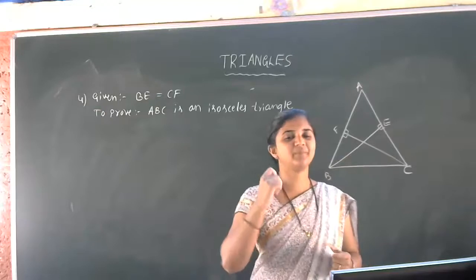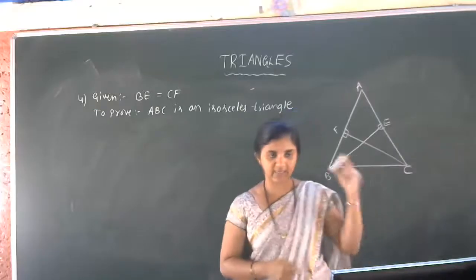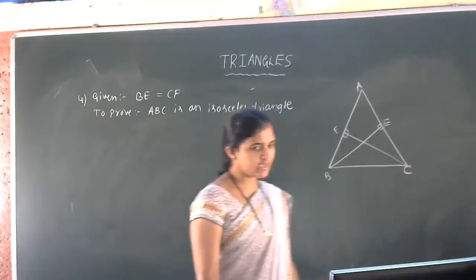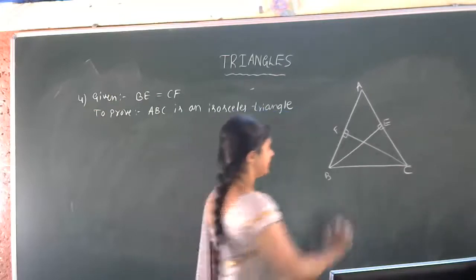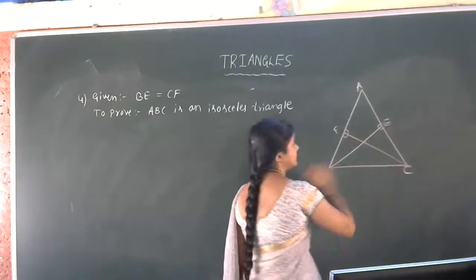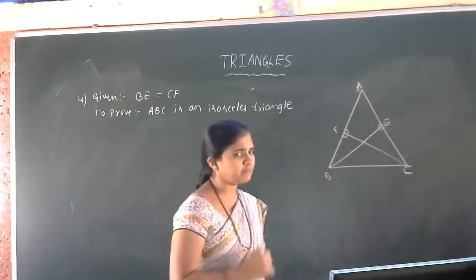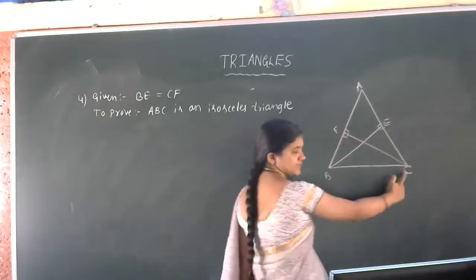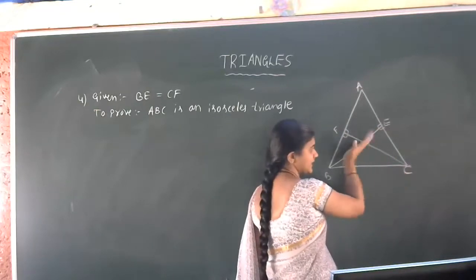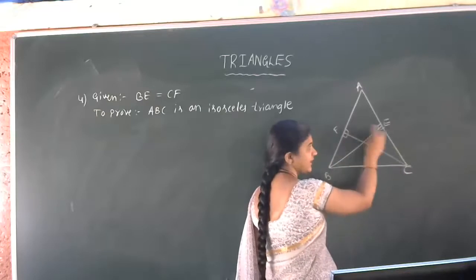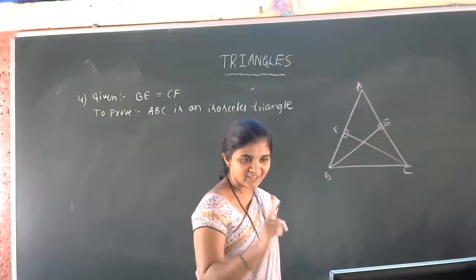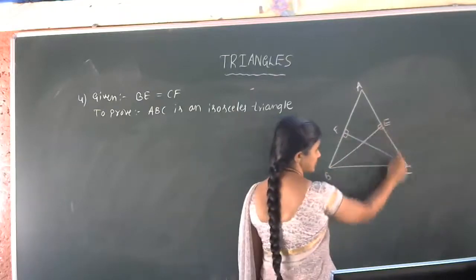Now you have to tell me which two triangles we have to take here. Triangle BEC and CFB. Why do we have to take these only? BC is common, these altitudes are equal, and there is a right angle. Okay, RHS, correct. So we have to choose these two triangles.